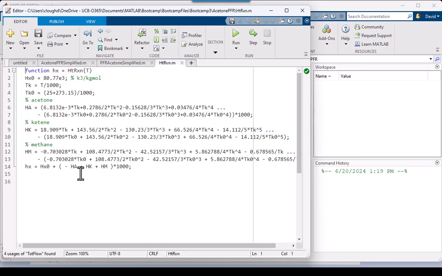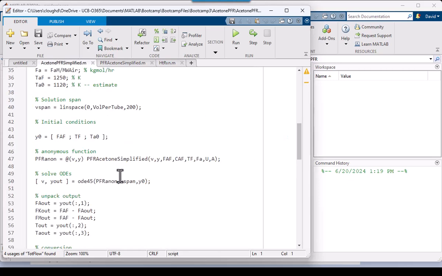And so it goes through the calculations here for the enthalpies using that factor of 1,000 that we introduced here for this one. And then it computes the enthalpy heat of reaction by taking the initial enthalpy and then accounting for the changes. So that's the heat of reaction. Let's come back to our main script.